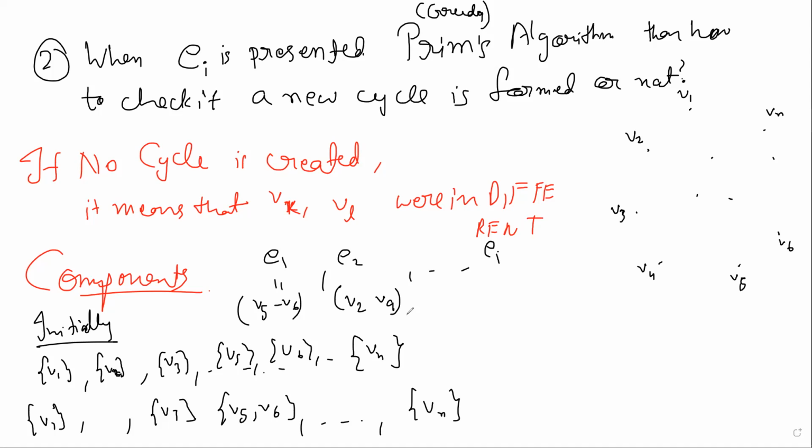At the heart of it is this: if no cycle is created, it just means that two different components are getting conjoined, and you're just writing it like this. Okay, any questions?